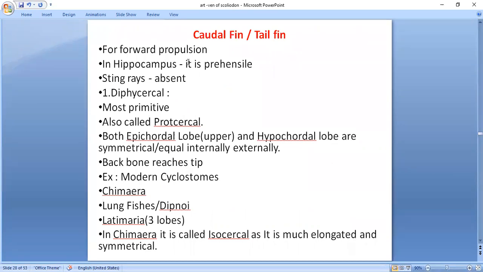So in general, the fishes contain a caudal fin or a tail fin. Okay. So that is useful for propulsion, forward propulsion, when swimming. So the tail fin is helpful.